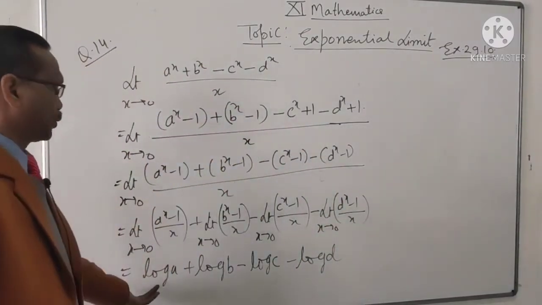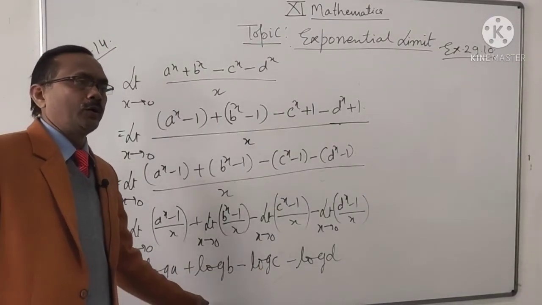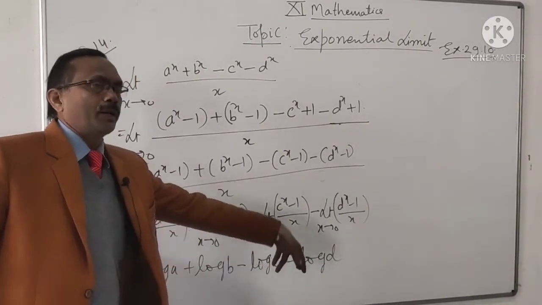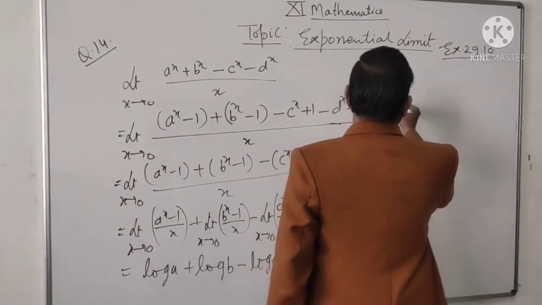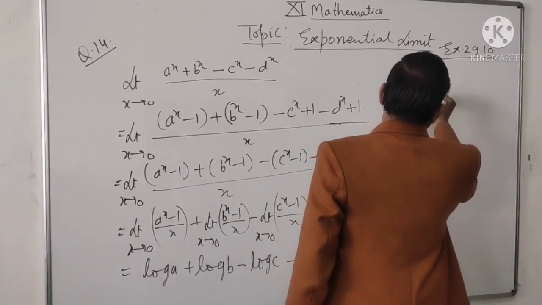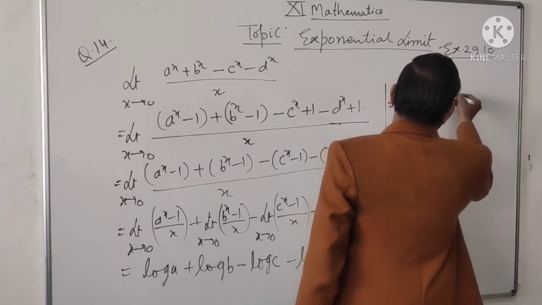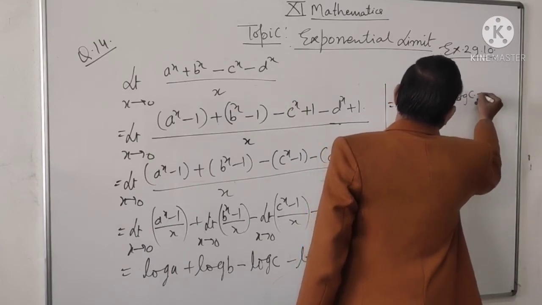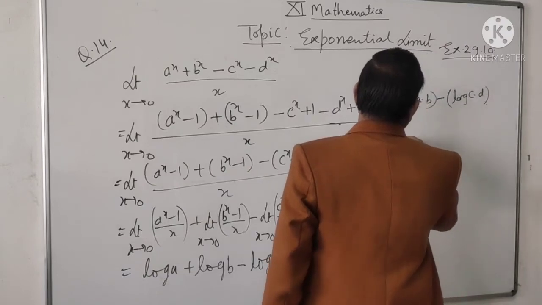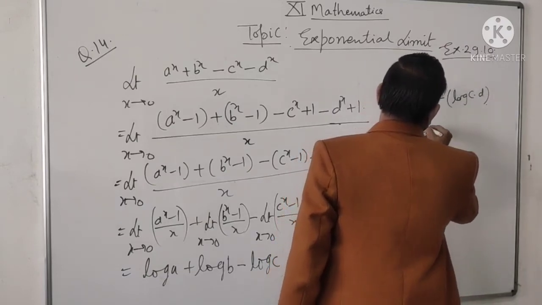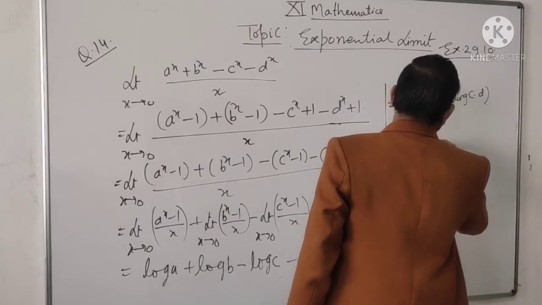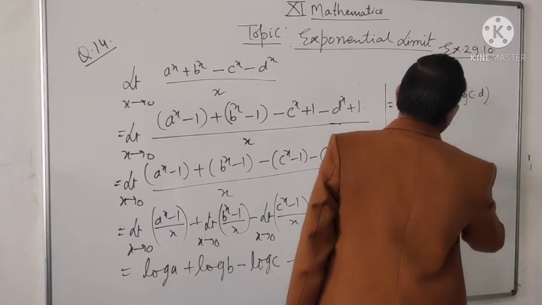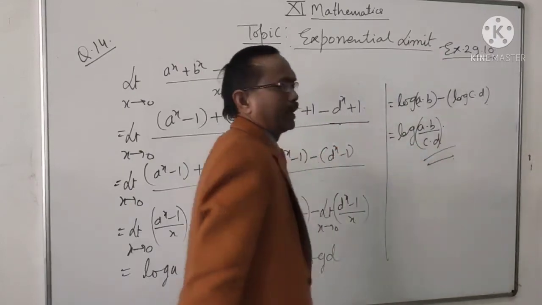Now, first two terms, they are log a plus log b. Take minus sign common, that is log c plus log d. So it is log of a into b, minus common, it is log of c into d. Then it is log m upon n. So a into b divided by c into d. It is the result.